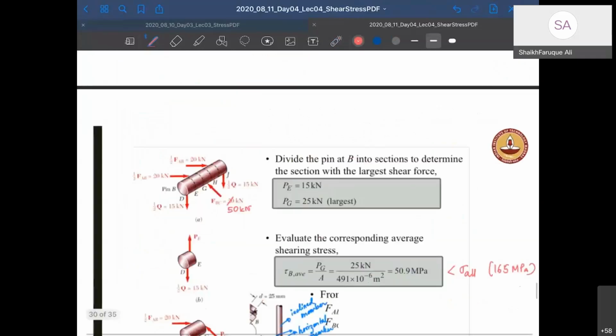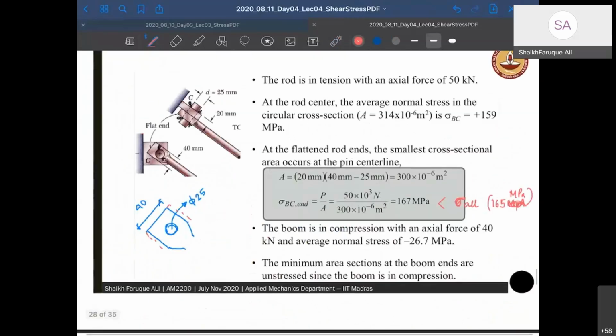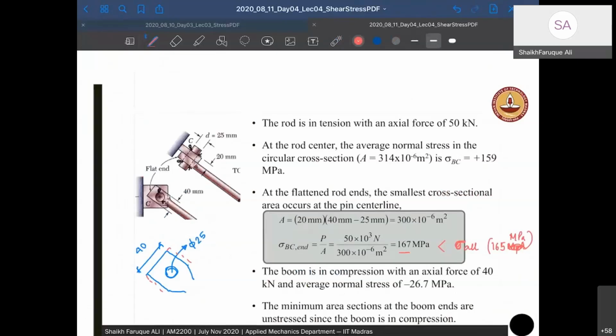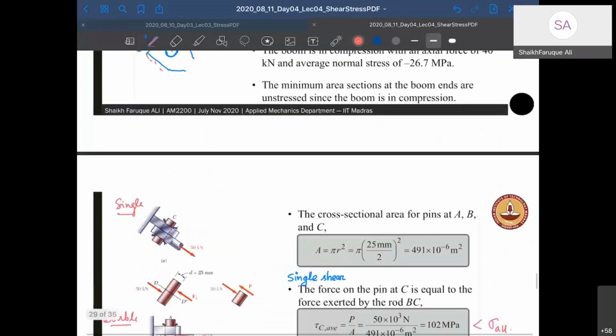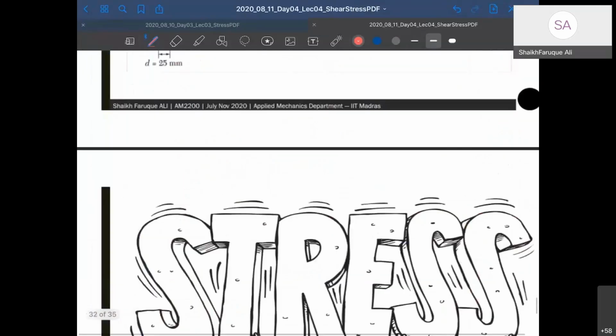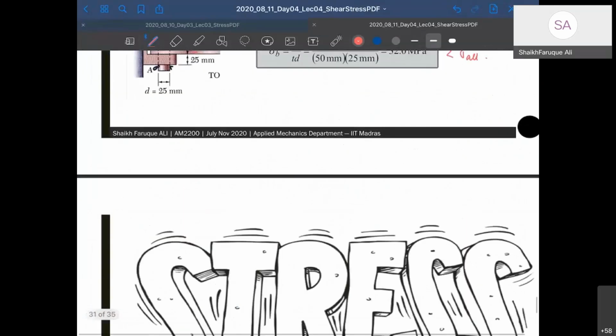Only one place we have crossed the limit is here, 167 MPa. So you have to just change the thickness of one of the bearings. That should be enough. So this is how you solve the problem.